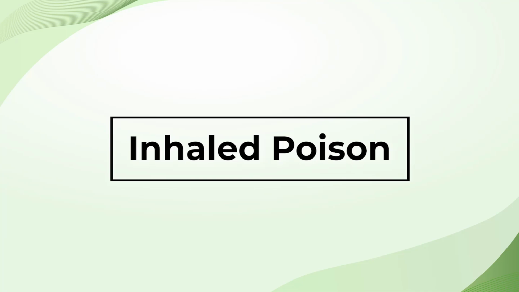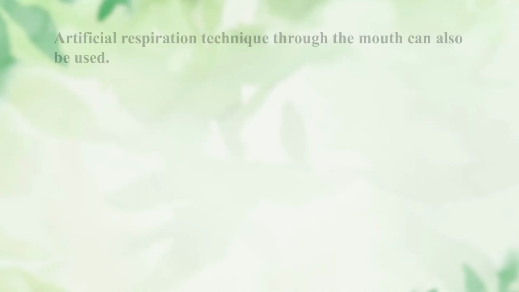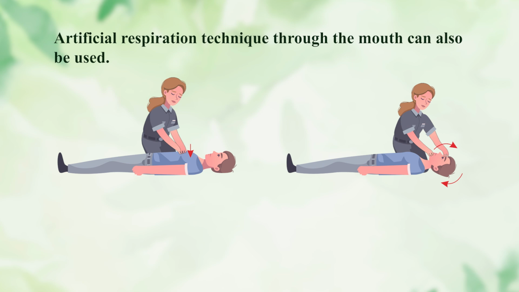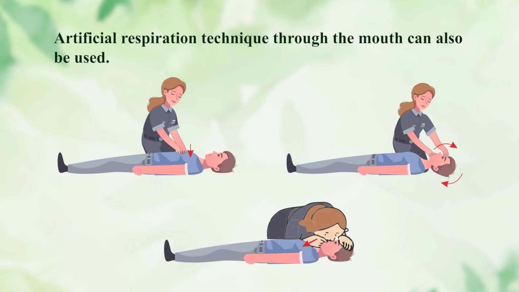Fourth, inhaled poison. A patient must immediately be shifted to an open area so that he or she can inhale fresh air. Artificial breathing must be arranged if the patient is unable to breathe. Artificial respiration through the mouth can also be used.